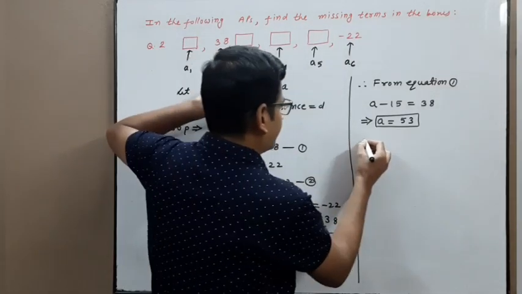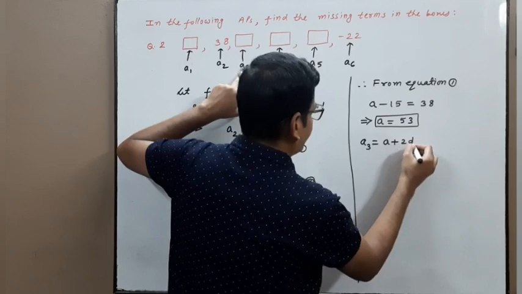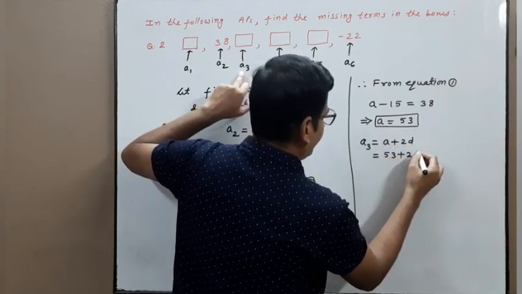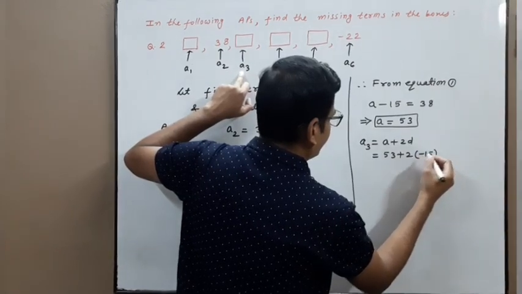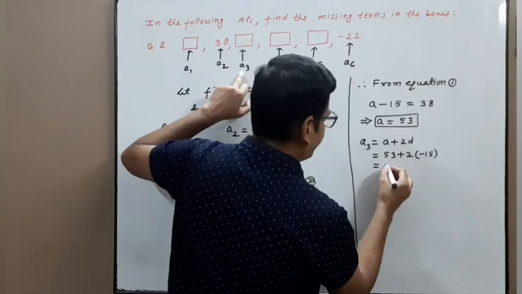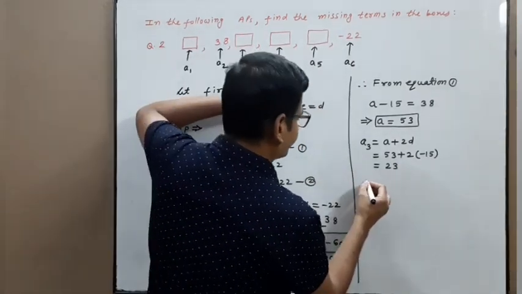A3 is equal to A plus 2D. A equal to 53 and D equals minus 15. So 53 minus 30, 23. Now find A4.